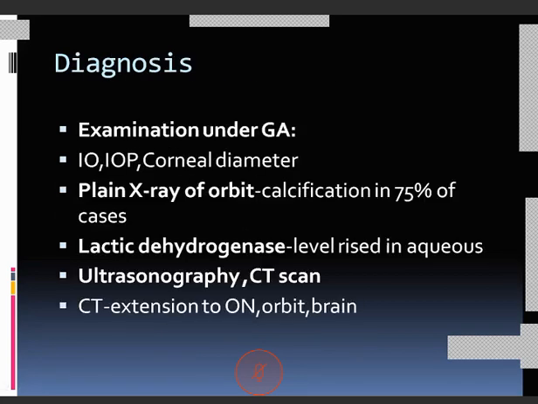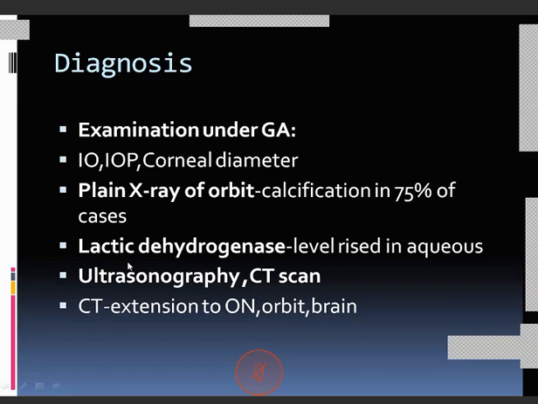Then coming to the diagnosis. So how to diagnose a case of retinoblastoma? We need to examine the child, because these are children, under general anesthesia. We need to examine with indirect ophthalmoscopy to look for the tumor and the extent of the tumor. And also we need to measure the intraocular pressure and then the corneal diameter. Then we need to take the plain X-ray orbit, where we can see the calcification in 75% of the cases. I told you that there will be extensive necrosis in retinoblastoma leading to calcification. So on plain X-ray orbit, we can see the calcification.